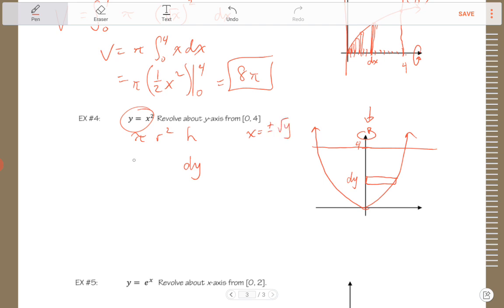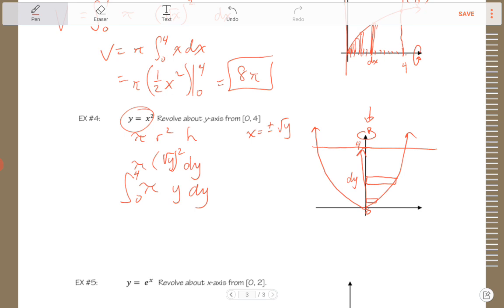So, in plugging that into our radius, we're going to get pi times the radius, which is the square root of y, squared. But because it's being squared, the square root and square will cancel out. So what we're left with is just pi times y dy. And we want to integrate this from 0 all the way up to 4. So 0 to 4 of pi y dy.